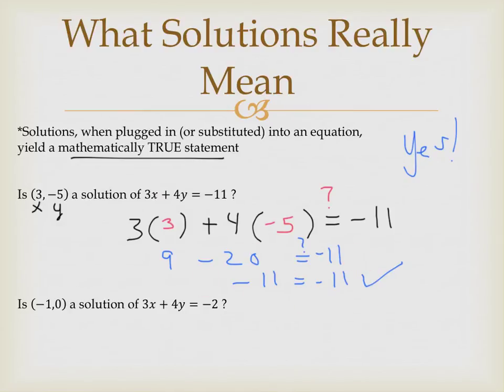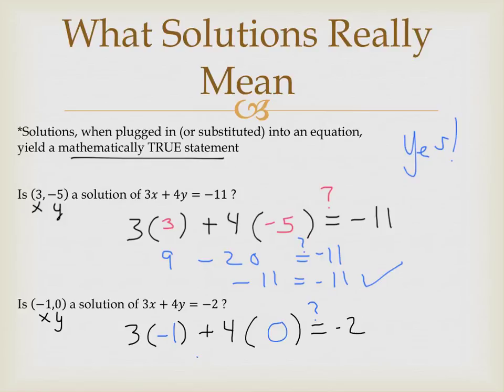Let's try the next one. Same game. We have an x and a y coordinate. We're going to substitute into the same equation, or almost the same equation, a little different. In place of x, we'll plug in a -1. In place of y, we'll plug in a 0. And we're going to say, is this equal?